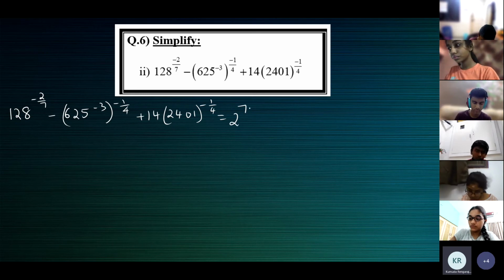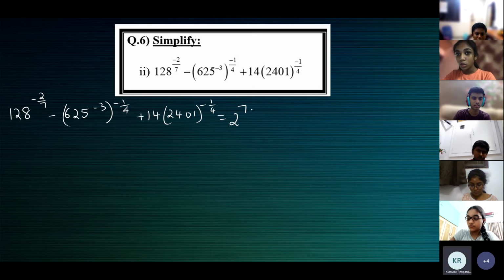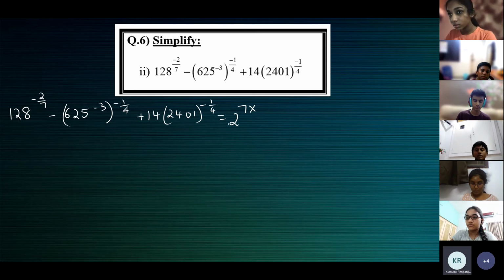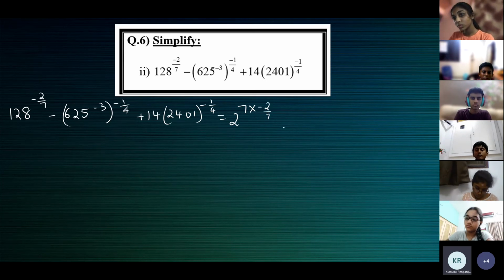But there's already that power minus 2 by 7. What should I do? Brackets. 2 power 7 into minus 2 power minus 2 by 7. So what should you do when there are many powers? You should multiply, ma'am. Multiply the powers. So 128 is 2 to the power 7, but there's already that minus 2 by 7. So multiplied by minus 2 by 7. Minus, what is 625 in the exponential form?